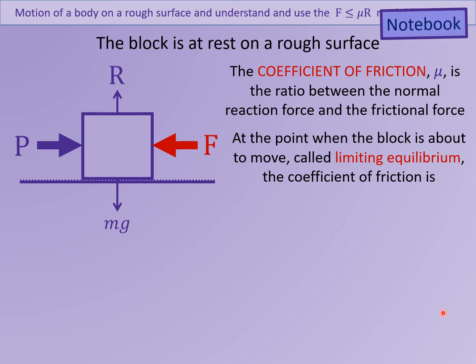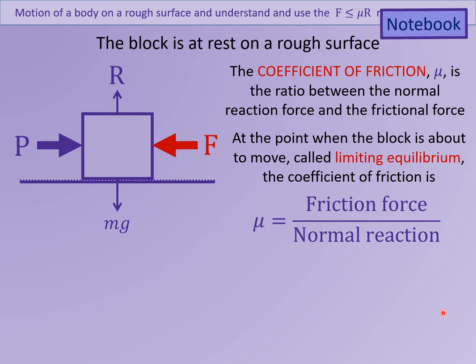And you get key words like the box is about to move, the block is about to slide. If they're talking about it being about to do it, then you're talking about it being in limiting equilibrium. Now in limiting equilibrium, you can calculate the coefficient of friction as the frictional force divided by the normal reaction force. If it's not in limiting equilibrium, then this could be very, very small, practically zero, and then you're going to have a mu value of practically zero. So you can only really calculate mu at the point when it's about to move.